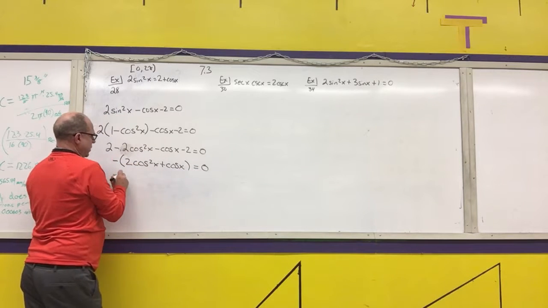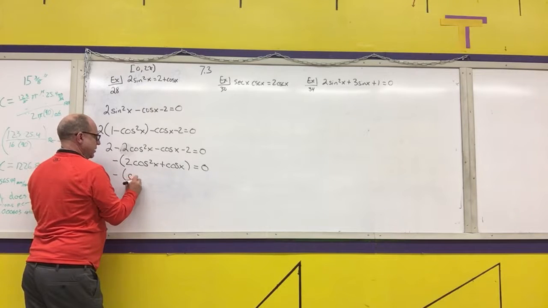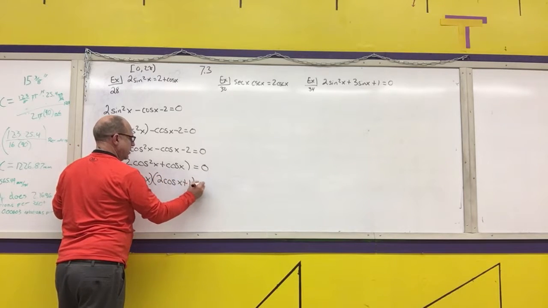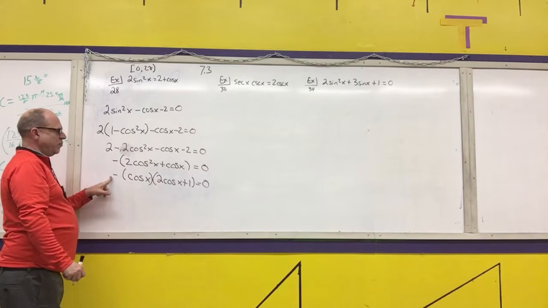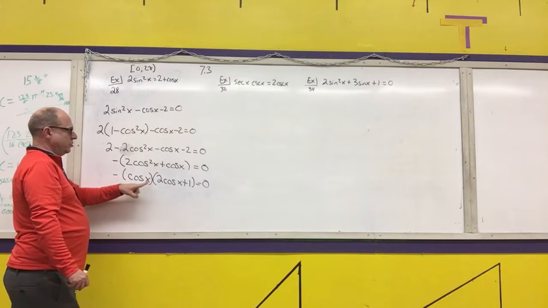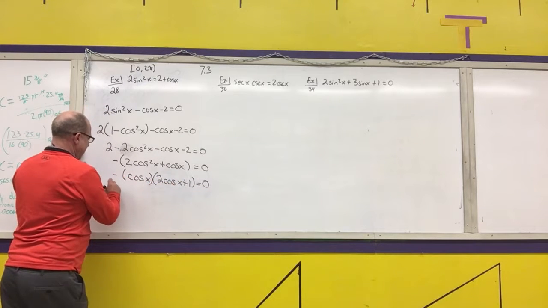Factor. That gives me negative, pull out a cosine x, times 2 cosine x plus 1. When is negative 1 equal to 0? Never. Don't have to worry about the negative 1. When is cosine x equal to 0? At pi/2.